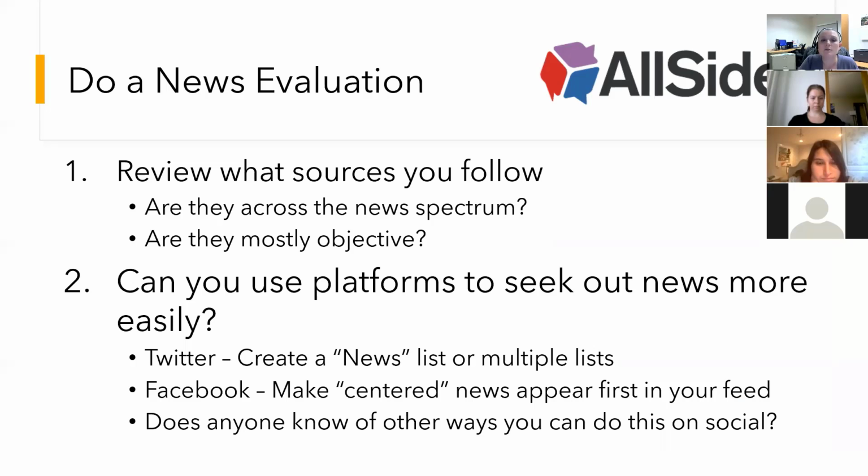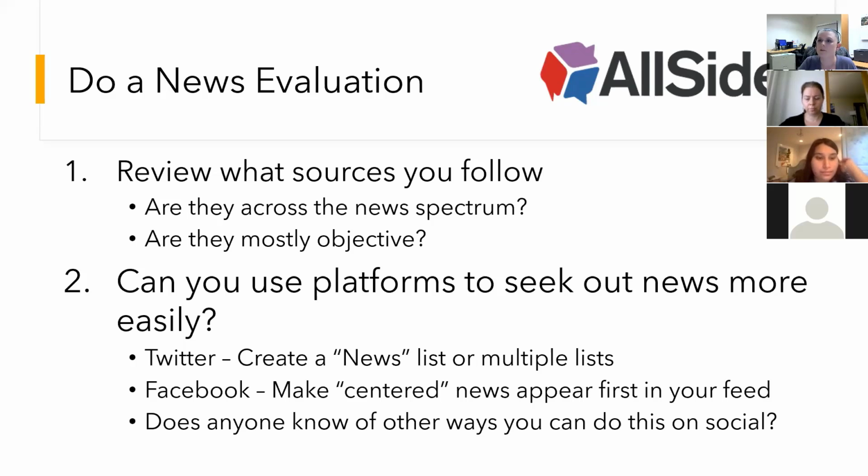And then can you use platforms to seek out news more easily? So on Twitter, you can create a news list or multiple lists of news so that you can eliminate all the other tweets that are going on and just focus on news when you want to. You can make centered news appear, or more objective news appear first in your Facebook feed. Are there other ways that we can think of that we can use social media more strategically? There's a trick, like sort of making a side Twitter that follows nothing but news sources.